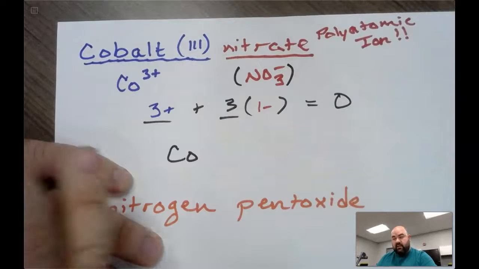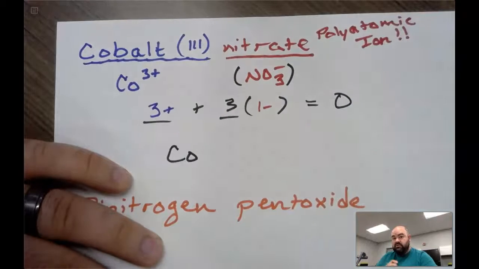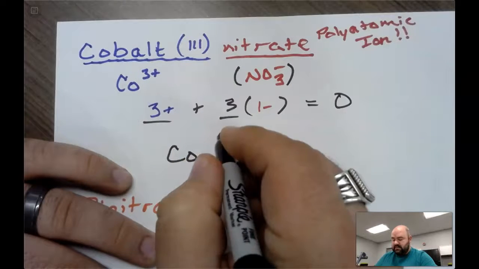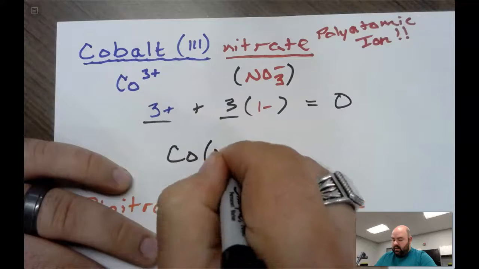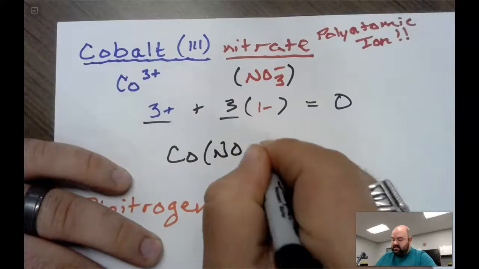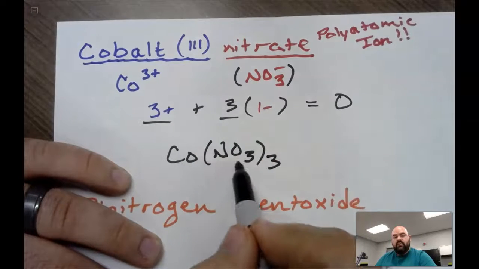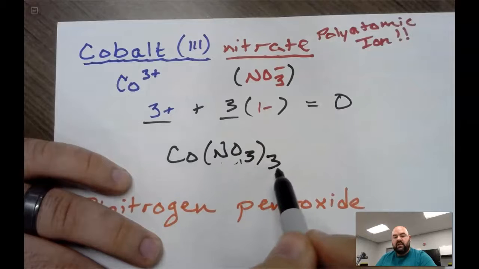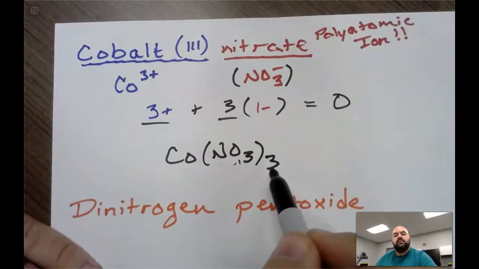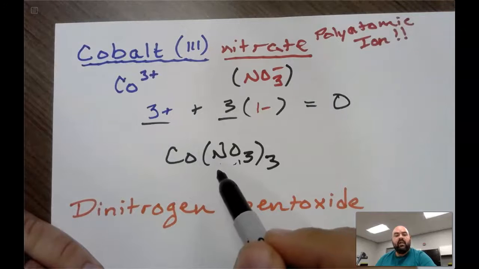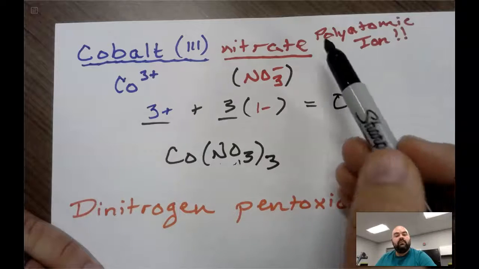I could have confused you on the last one. Since I have 3 nitrates, I have 3 NO3s. So I put NO3 in parentheses and then put 3 right after it to show that I have 3 of those things inside. That's how we go from the name to the formula.